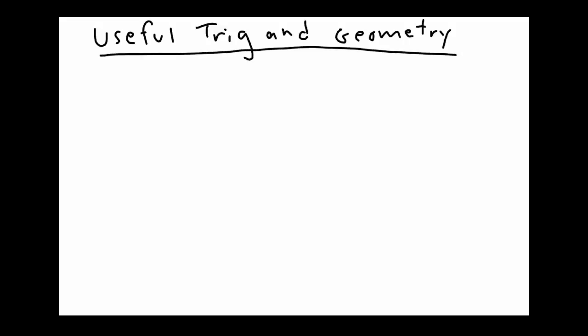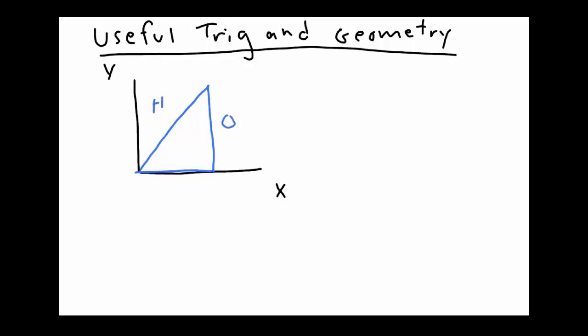There is some useful trig that I would like to review and some useful geometry that I'm going to assume everybody knows when we're doing the problems, so I'm just going to include those in this little introductory video. If I draw an XY coordinate frame, and I put a triangle on that coordinate frame, I can label the sides of the triangle as H for the hypotenuse, O and A, and say that the angle between the hypotenuse and side A is theta.